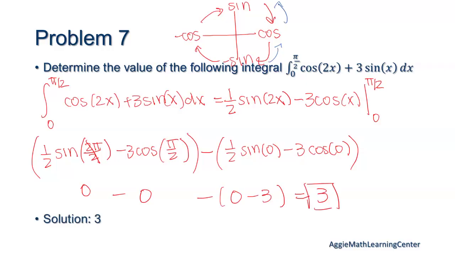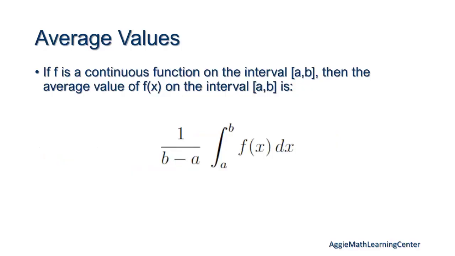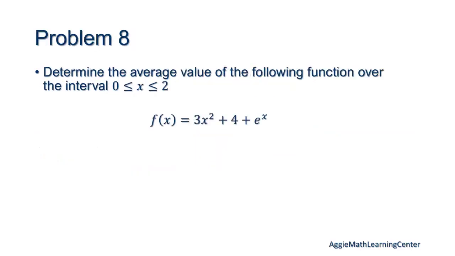Okay, I think the next one we're moving on to something different. We're going to move into some applications of integrals. The first one we're going to talk about is average values. If f is a continuous function on the closed interval [a, b], then the average value of f of x on the interval is defined as 1 over b minus a times the integral from a to b of f of x dx. So we're going to apply that in this next problem.